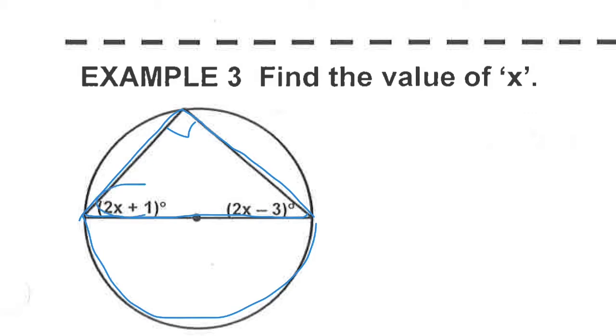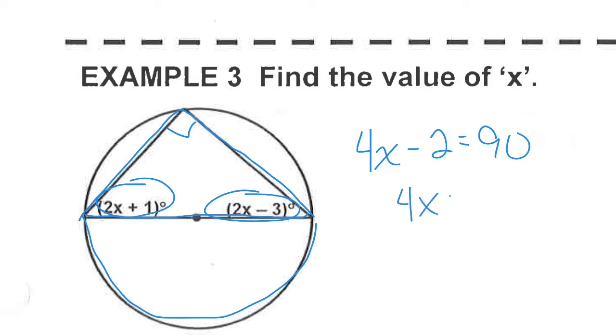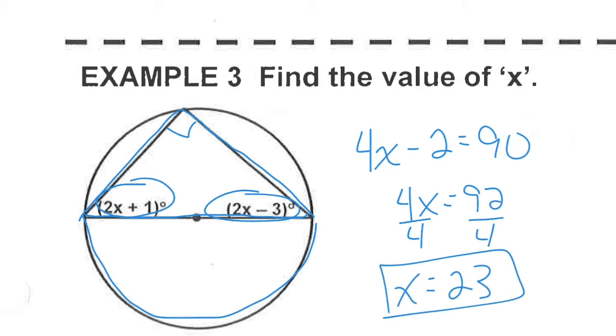So I know that since it's a triangle, these two have to add up to 90 degrees to make it 180 total. 2x plus 2x is 4x. 1 minus 3 will be negative 2, and that's going to equal 90. I can clean that up and say that's 4x equals 92. When you divide by 4, you should get x is equal to 23. Now you can obviously plug that back in. If you do, you should get a sum of 90. Let's go to the next page. You got a few more.